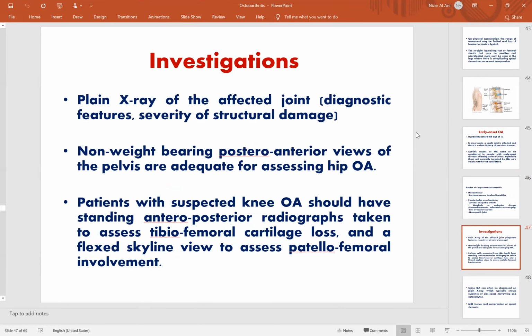What about investigations in osteoarthritis in general? The plain X-ray of the affected joint is diagnostic, and the features occur according to the severity of structural damage. We can assess the severity of structural damage with plain X-ray. A non-weight bearing PA view of the pelvis is adequate for assessing hip OA, and for knee OA, we should have a standing AP X-ray taken to assess tibiofemoral cartilage loss, and a flexed skyline view to assess patellofemoral involvement.